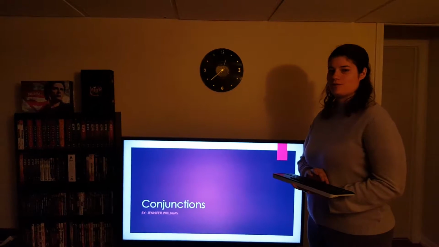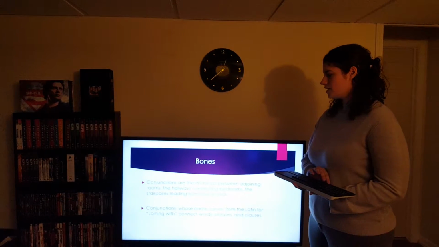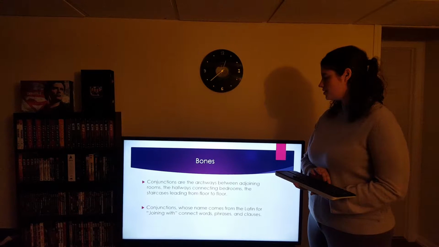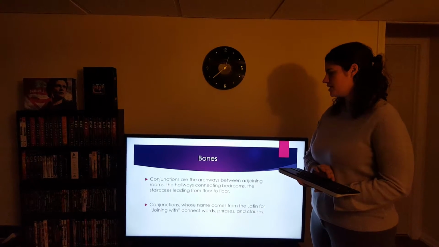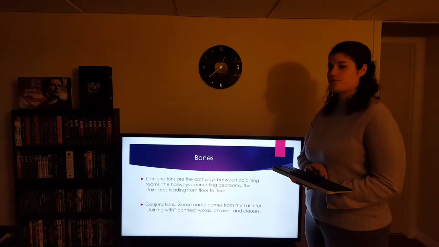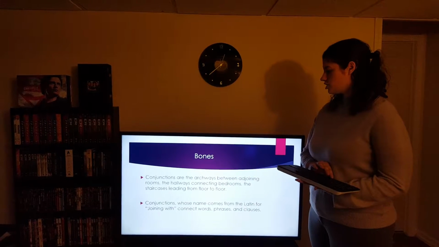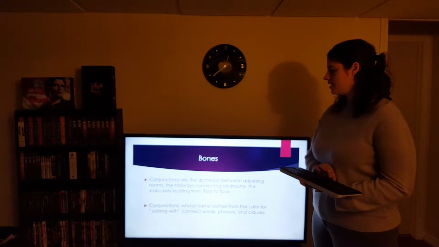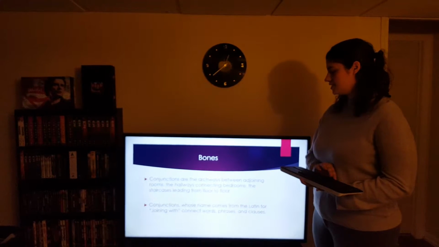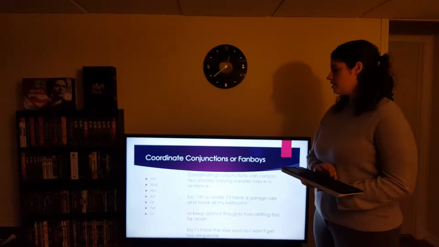Conjunctions by Jennifer Williams. Bones. Conjunctions are the archways between adjoining rooms, the hallways connecting bedrooms, the staircases leading from floor to floor. Conjunctions, whose name comes from the Latin for joining with, connect words, phrases, and clauses.